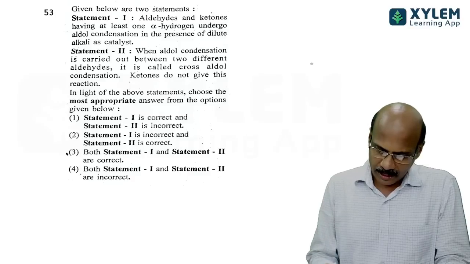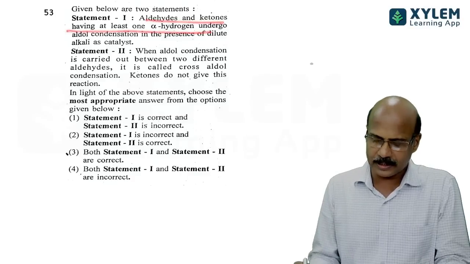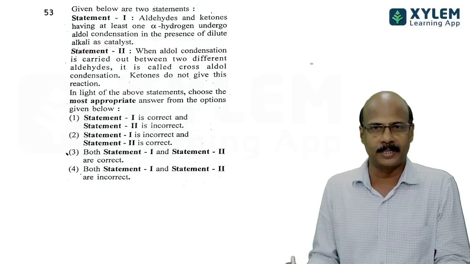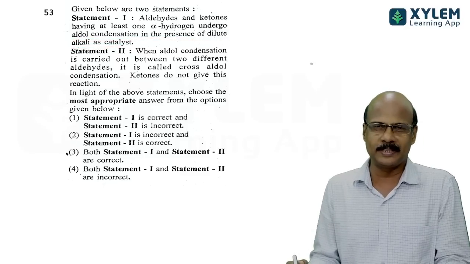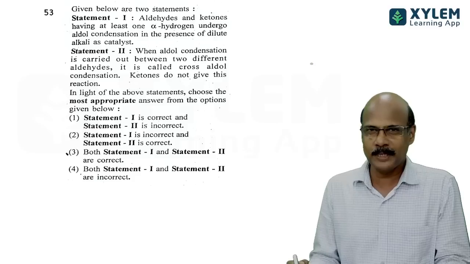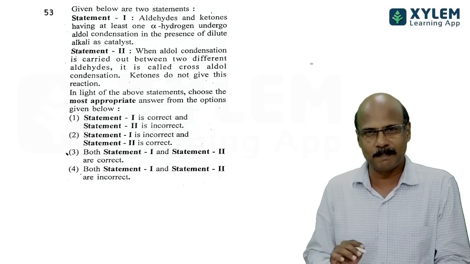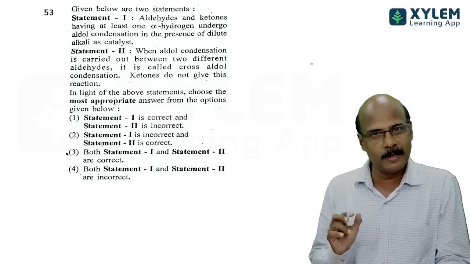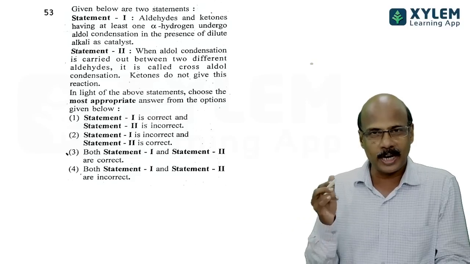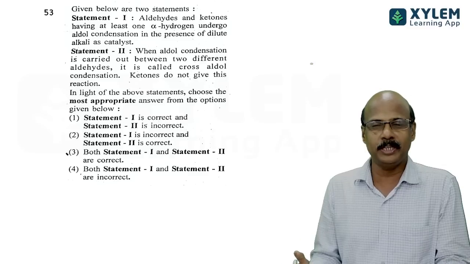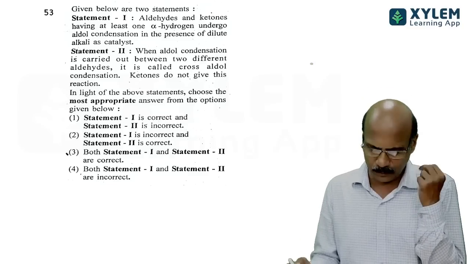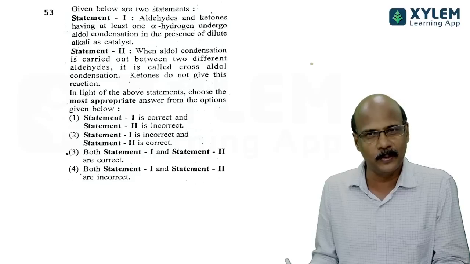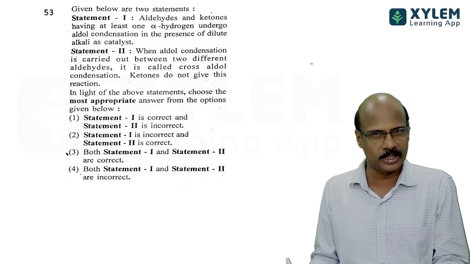Question number 53. Aldehydes and ketones having at least one alpha hydrogen undergo aldol condensation in presence of dilute alkali as catalyst. You can conclude that statement as the correct one. But please don't forget, it is not exactly completely correct. Because if alpha hydrogen is there, there will be aldol formation. Aldol condensation product is obtained if there are 2 alpha hydrogens, that you know. But in general, you can say aldehydes having alpha hydrogen atom undergo aldol condensation, aldehydes or ketones.